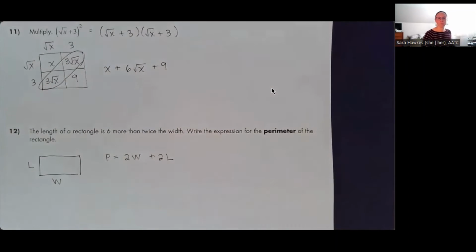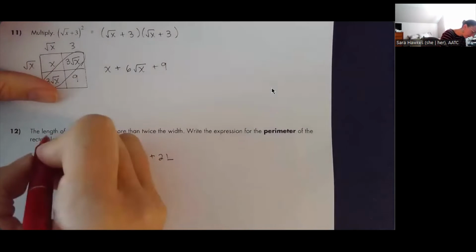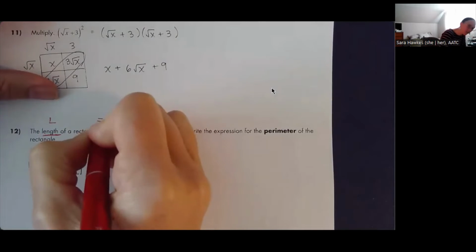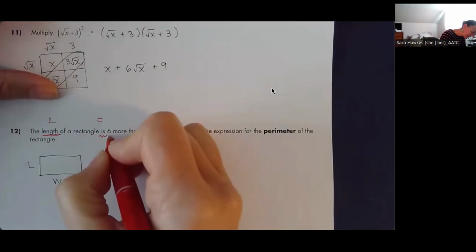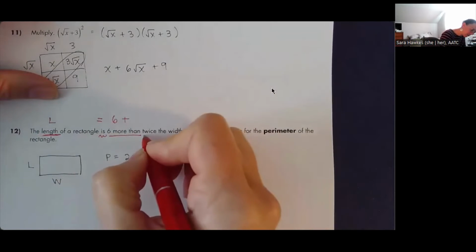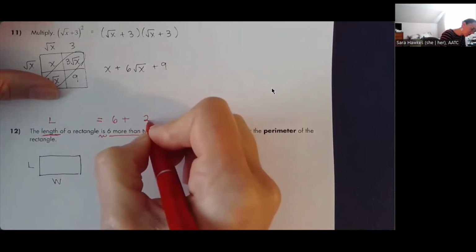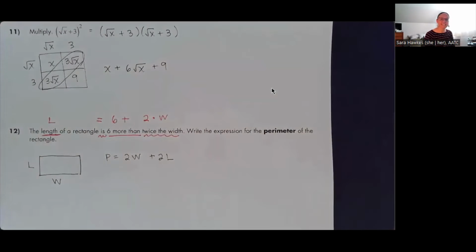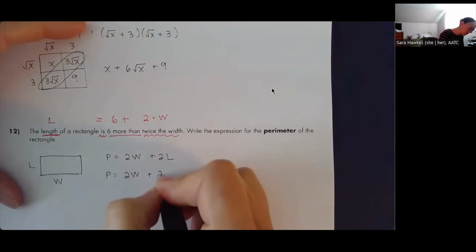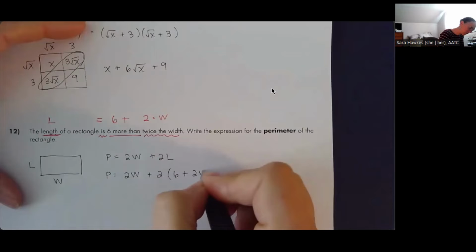But we've been given additional information in this problem, and that is that the length is, which means write an equal sign, 6 more than, so that's 6 plus twice the width. That's 2 times the width. Since we have this additional information about the length, we're going to use it in our expression for the perimeter. So my perimeter would look like twice w plus twice 6 plus 2w.